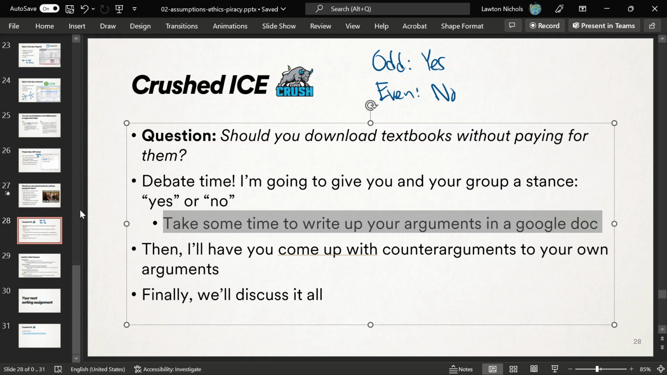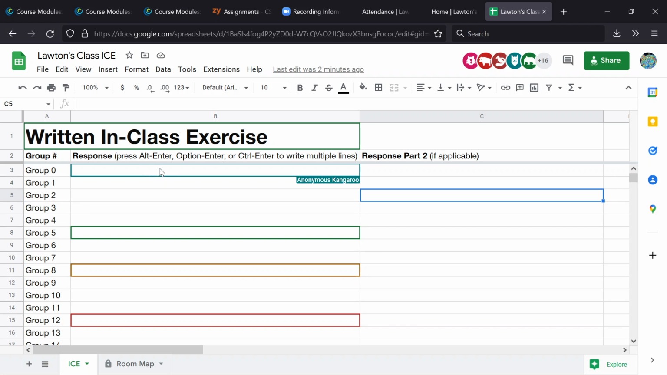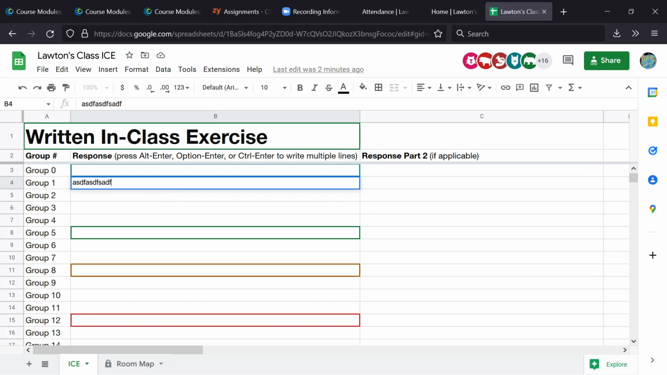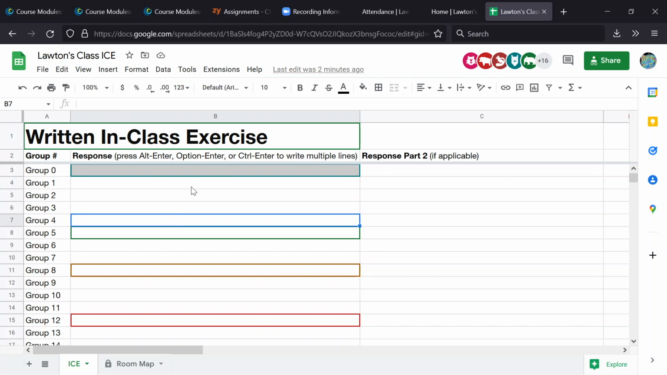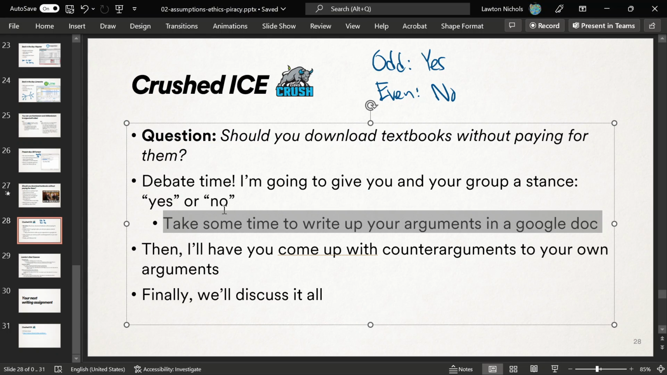Write up as many arguments as you can think of. If you'd like to write multiple lines, you can say blah, blah, blah, and then you can press either Control-Enter or Alt-Enter or Option-Enter, and then you have more lines here. Another line, Control-Enter, another line. Okay, so that's how you can do that, if you want to write multiple lines like that, and like little bulleted lists. But that is my question.